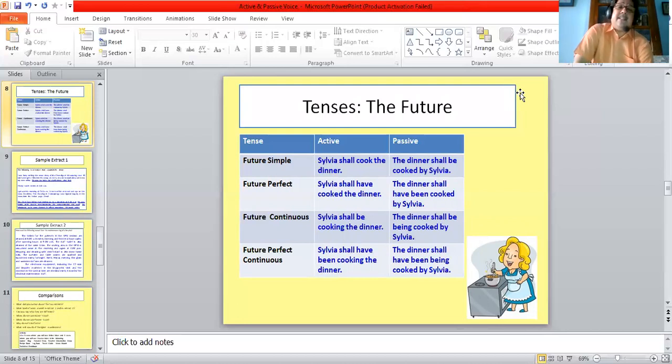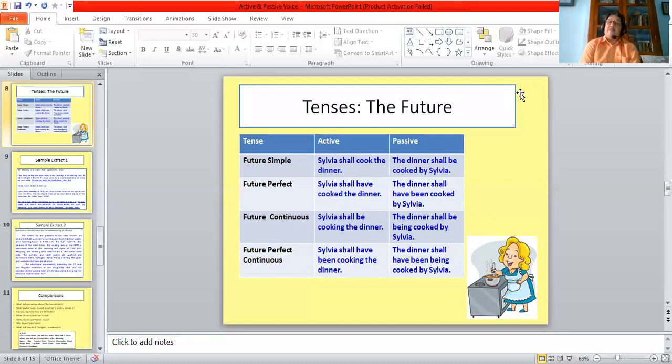In future perfect, this will be Sylvia shall have cooked the dinner. Or in the passive, it shall be the dinner shall have been cooked by Sylvia. Now, suppose we want to write in the continuous tense in the future. We can say, Sylvia shall be cooking the dinner. So if we transform this into the passive, it will be the dinner shall be being cooked by Sylvia.